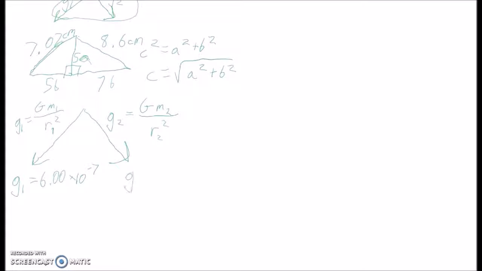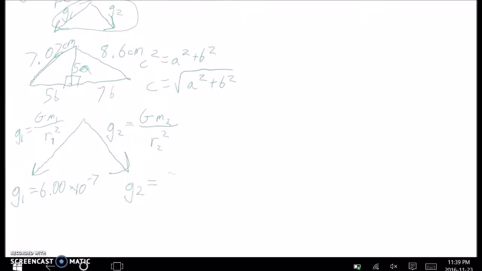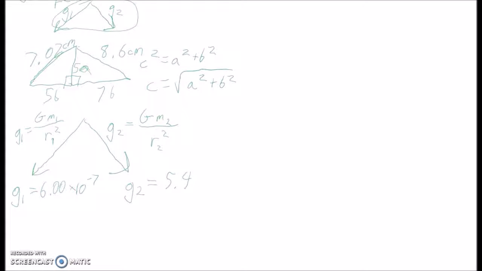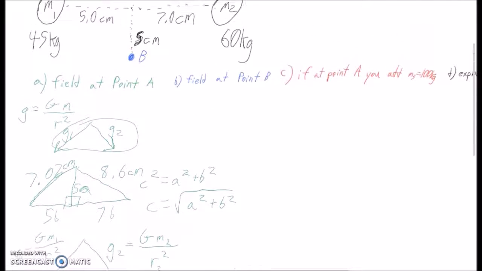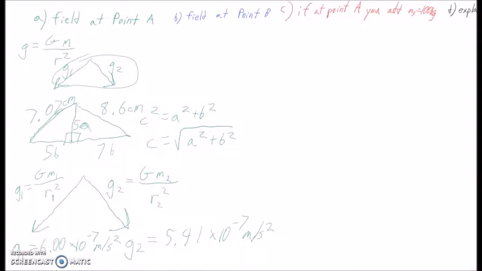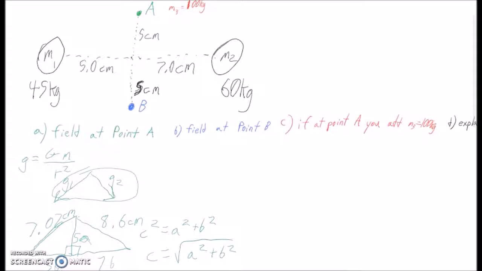And g2 is going to equal 5.41 times 10 to the negative 7. And what are these? Well, they're both meters per second squared because they are field strength. Or you can work through unit analysis. Both are good. Oh my goodness, this keeps popping up. Okay, so they're both good.